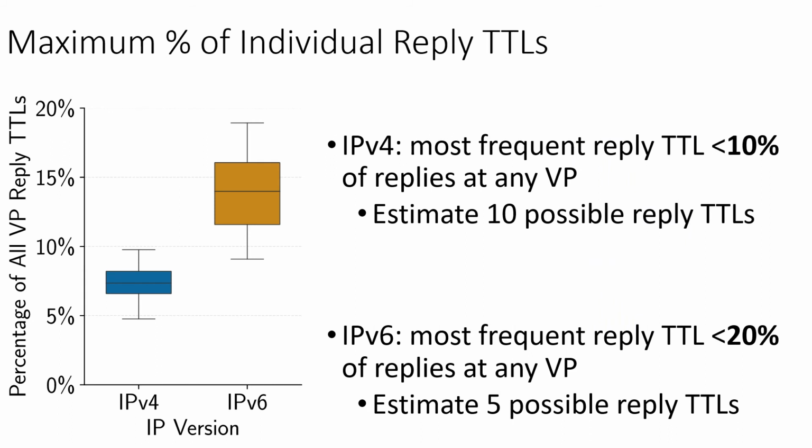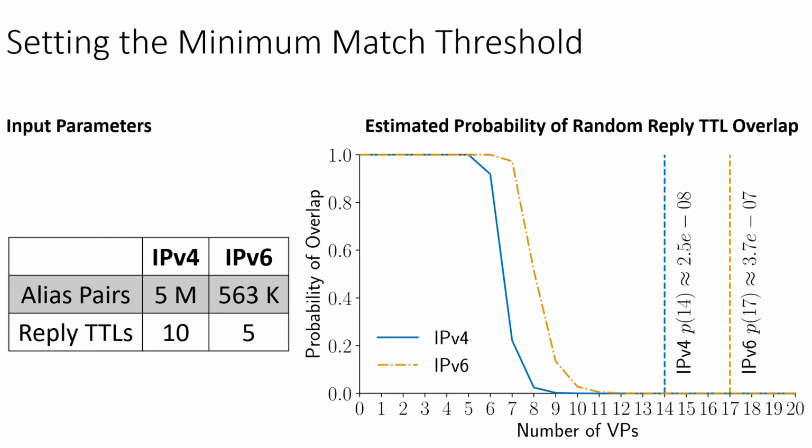For IPv4, there's no vantage point that has a single reply TTL account for more than 10% of its responses. This allows me to conservatively say that there are 10 possible reply TTL responses in IPv4 with uniform probability. And in IPv6, no vantage point has a single reply account for more than 20% of its responses, so I assumed 5 possible responses for IPv6.